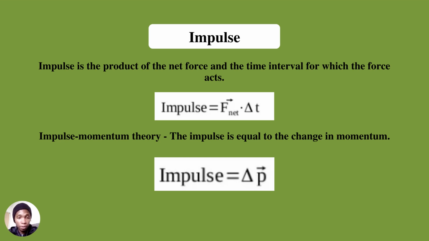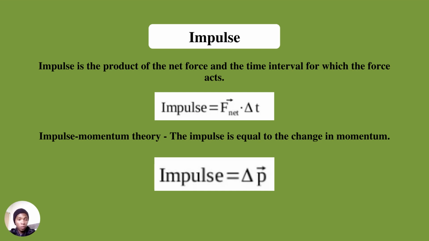Then we get into impulse. So what is an impulse? An impulse is the product of the net force and the time interval for which the force acts. So impulse is equal to F net times the change in time, where the change in time is the time interval for which this force or this sum of forces acts.